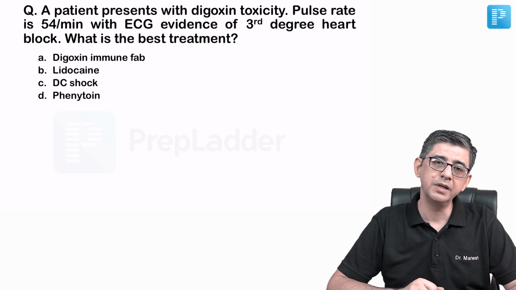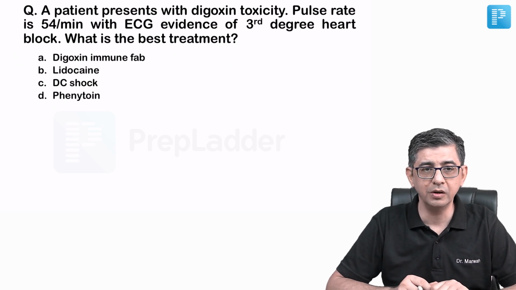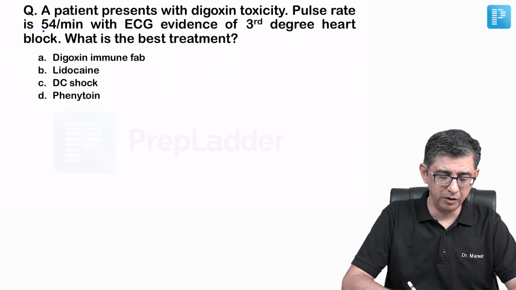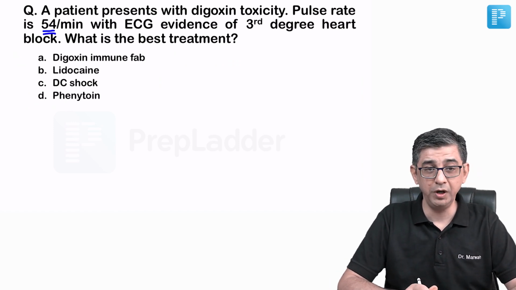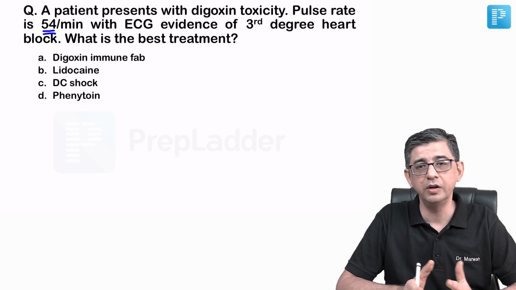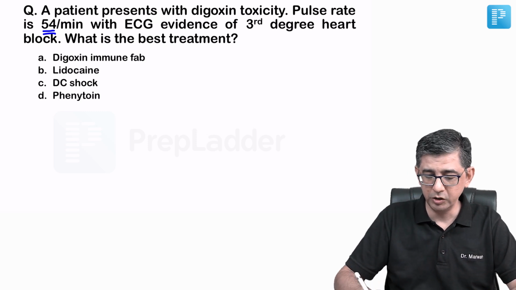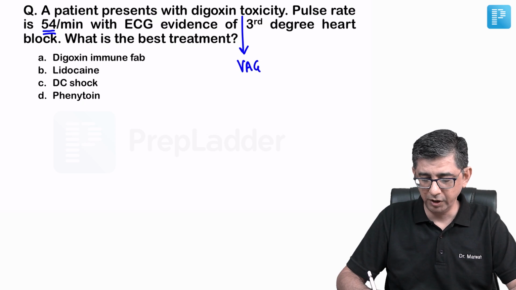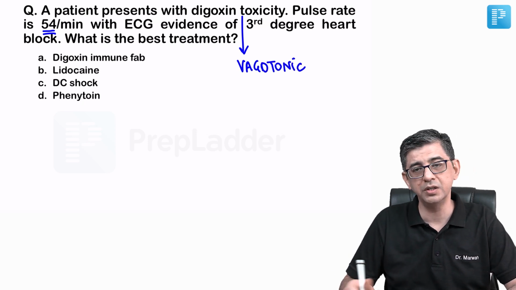The subsequent question said, a patient presents with digoxin toxicity. The pulse rate was 54 per minute. I did ask a lot of people, and this looks a little on the higher side of what it should be, because there was ECG evidence of a third degree heart block. Now, what digoxin toxicity is causing is simply that it is causing the vagal discharge to increase, because you very well know digoxin has a vagotonic action.